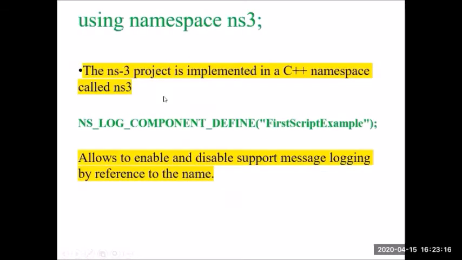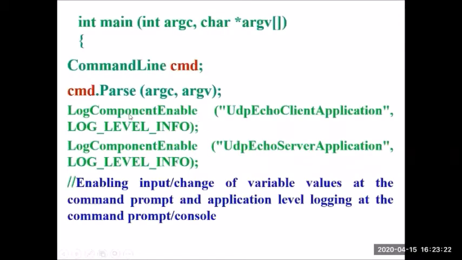Then remember, in the previous slide, we had enabled logging of the complete program. Here we are enabling logging of the applications. I'll be using two applications in this program. One is called the UdpEchoClientApplication and the other is UdpEchoServerApplication. So when we use these two applications, we have to enable logging for each of these applications at the command prompt. Then you just write these two statements. LogComponentEnable. What you want to enable? You want to enable this application, UDP.